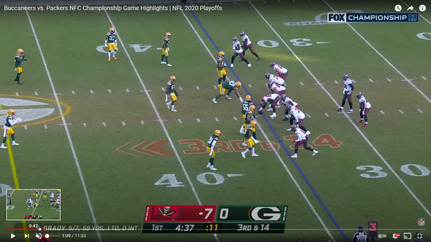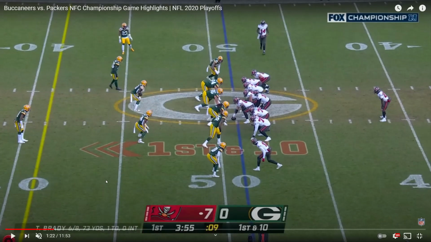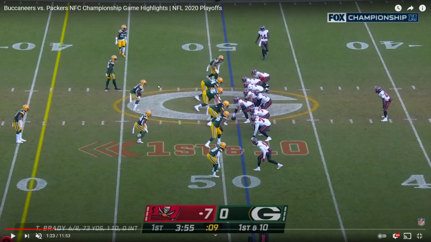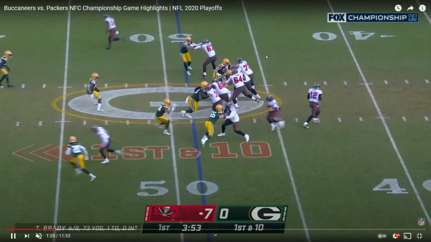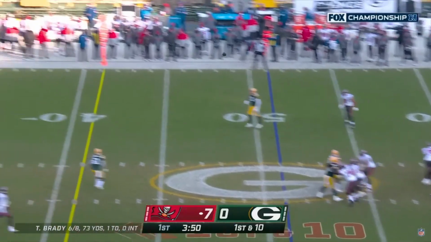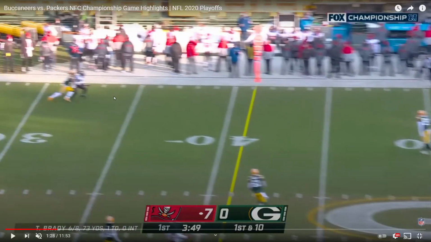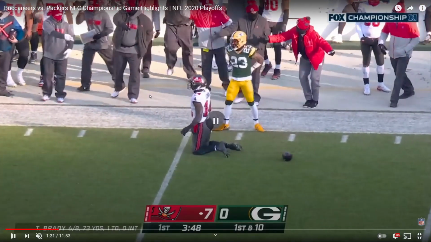So, advancing to 1:22. 3 minutes 55 left in the first quarter. Here, focus on Jaire Alexander and Evans. So, get the snap, fake the handoff, little corner route again, but this time, we got Jaire Alexander playing it well, gets there, and knocks the ball away.